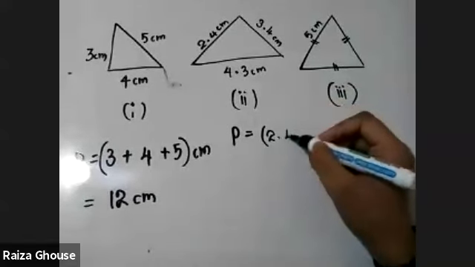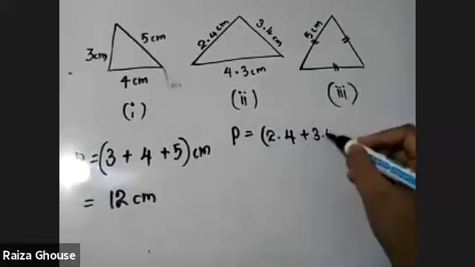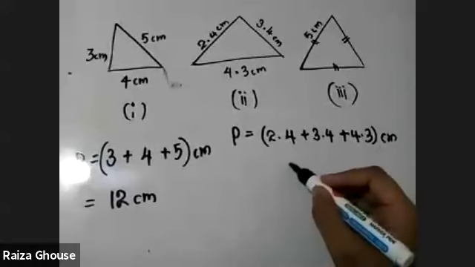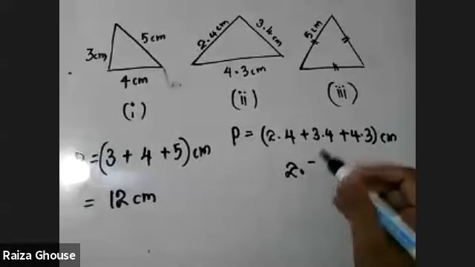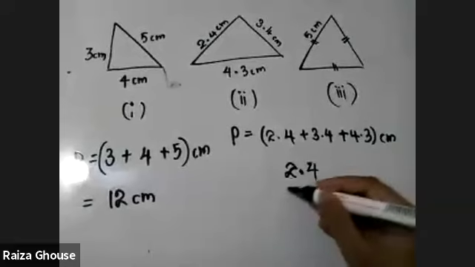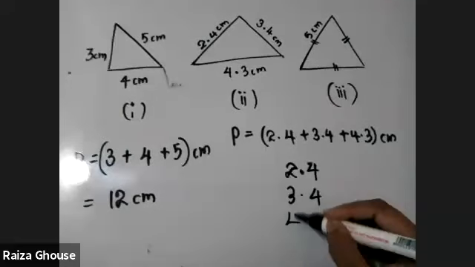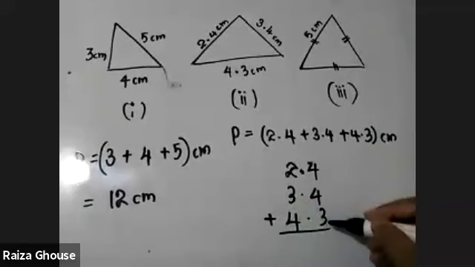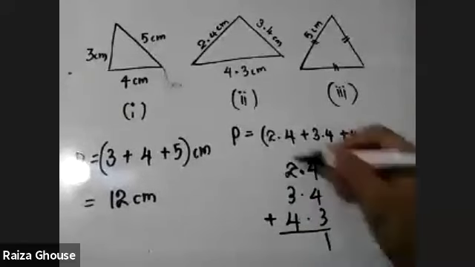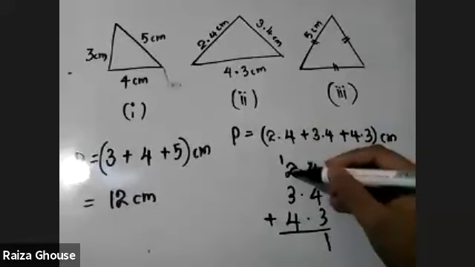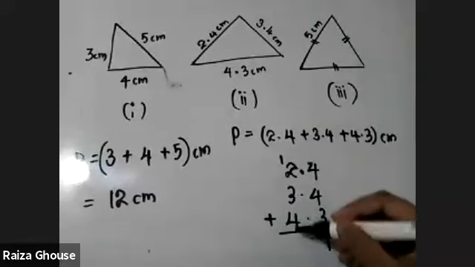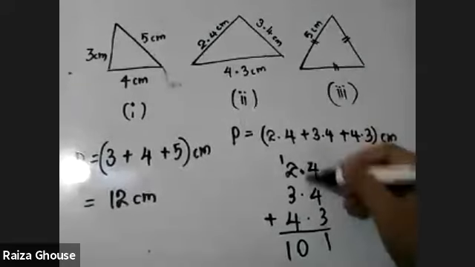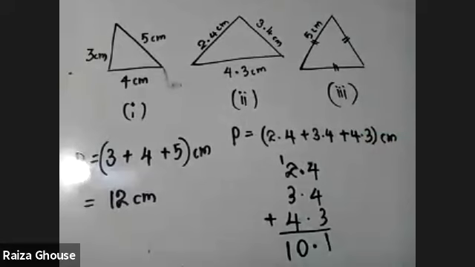For this one, the people who are not good with decimals: 2.4 plus 3.4 plus 4.3. I'll add and show you this. Yes, very good. Most of them are sending good answers. Here, see. 2.4, 3.4, 4.3. Keep the decimal point, same method. 4 plus 4, 8. 8 plus 3, 11. 1 here, the remainder here. Then 2 plus 1, 3. 3 plus 3, 6. And 6 plus 4 is 10. Decimal point, 10.1. Is that clear?